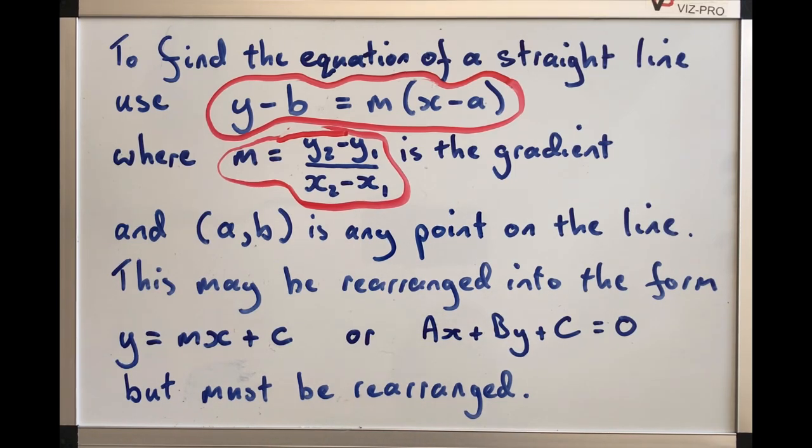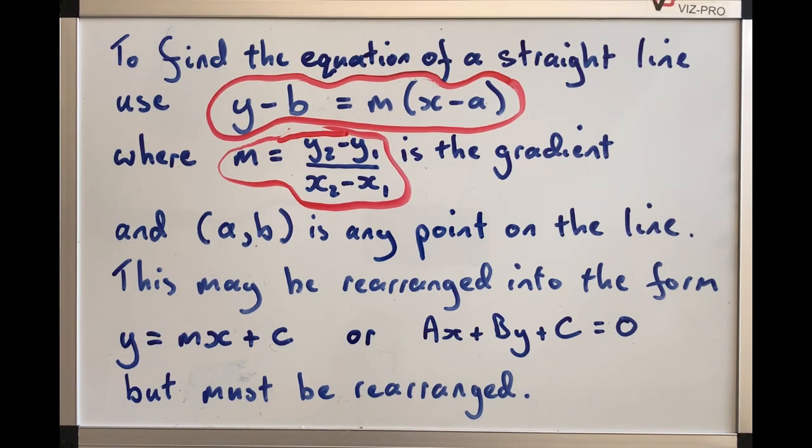To find the equation of a straight line we use this formula: y minus b equals m(x minus a). Here m, the gradient, is y2 minus y1 over x2 minus x1, where (x1, y1) and (x2, y2) are two points on the line, and (a, b) is any point on the line.